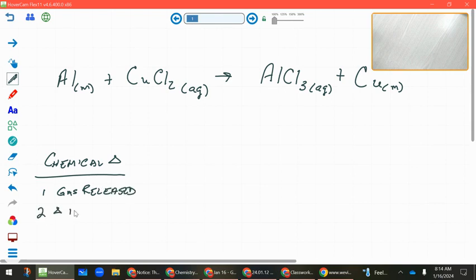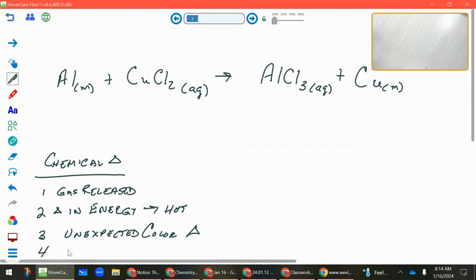Change in energy. Meaning what? It starts heating up. It released energy. Okay, it got hot. All right, unexpected color change, what was that? Silver and blue mixed to make it orange. Okay, anything else? Precipitate. What did the precipitate look like? The orange stuff. All right.